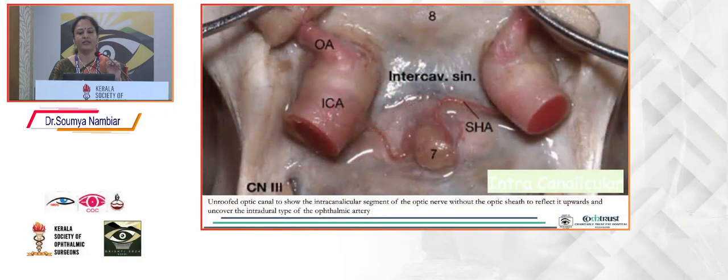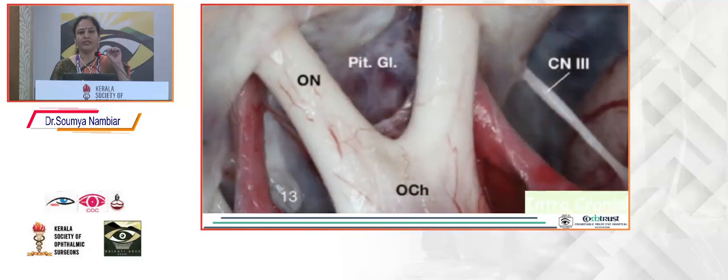Okay, and this is a dissection in the intracanalicular part. You can see this optic nerve which has been dissected here onto your right side, and you can see the ophthalmic artery just beneath and an internal carotid artery. This bony canal is just small, the intracanalicular part, and there is every chance of missing a lesion here, even radiologically.